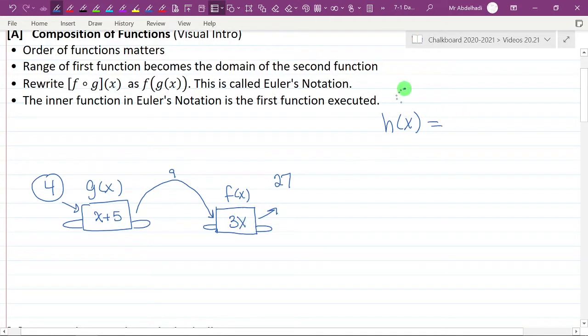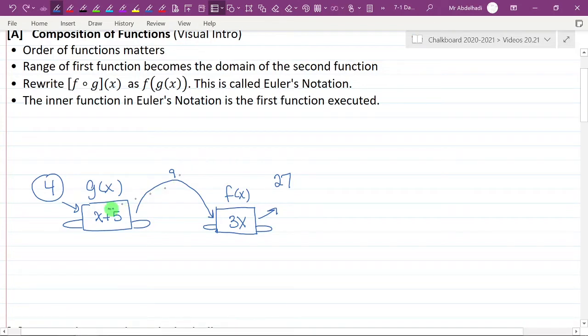That if I put a 4 into this function, I will get out a 27. That's called composition of functions. You're taking two functions and basically merging them into one big mama function. And that function will do the job of the two smaller functions.